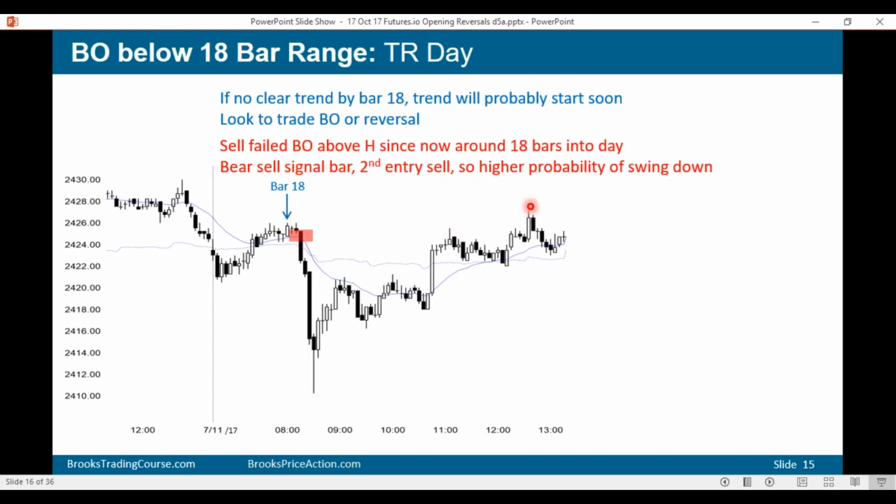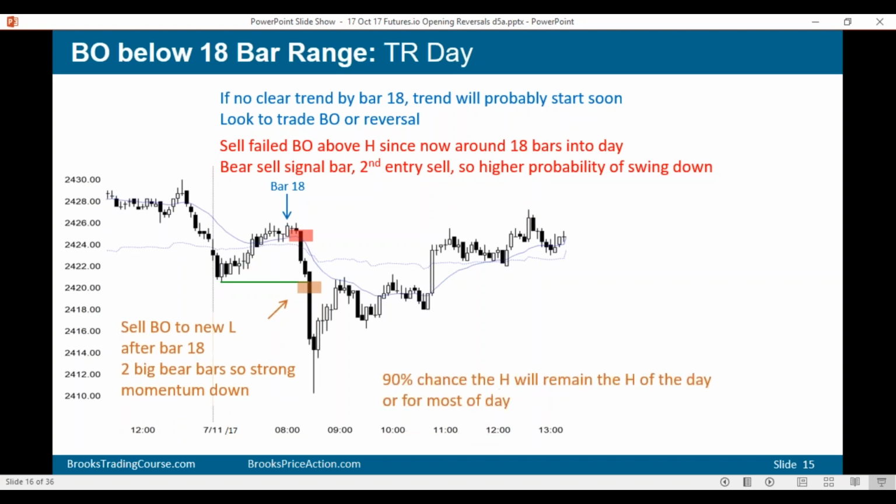Sometimes here we got a slight new high late in the day. Sell the new low, 90% chance it'll remain the high of the day.